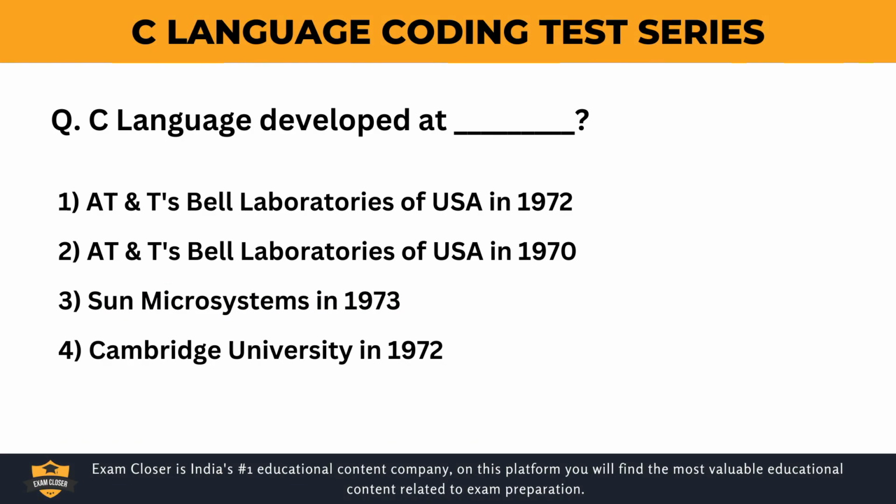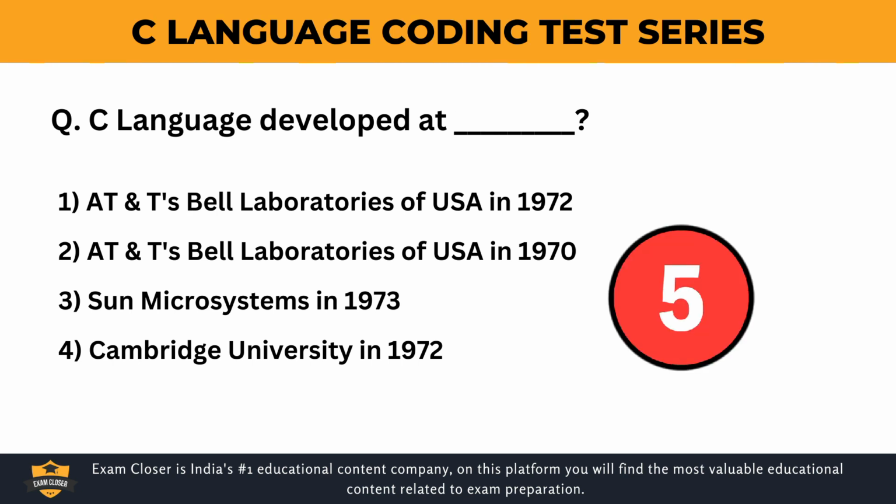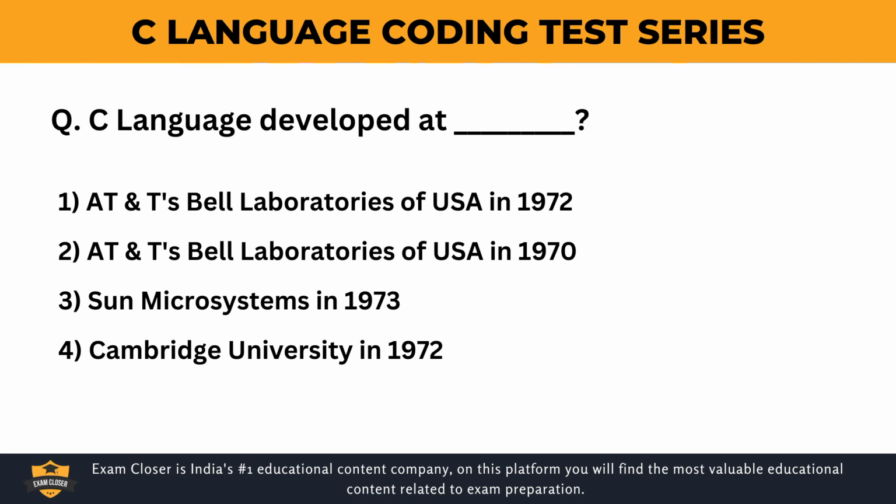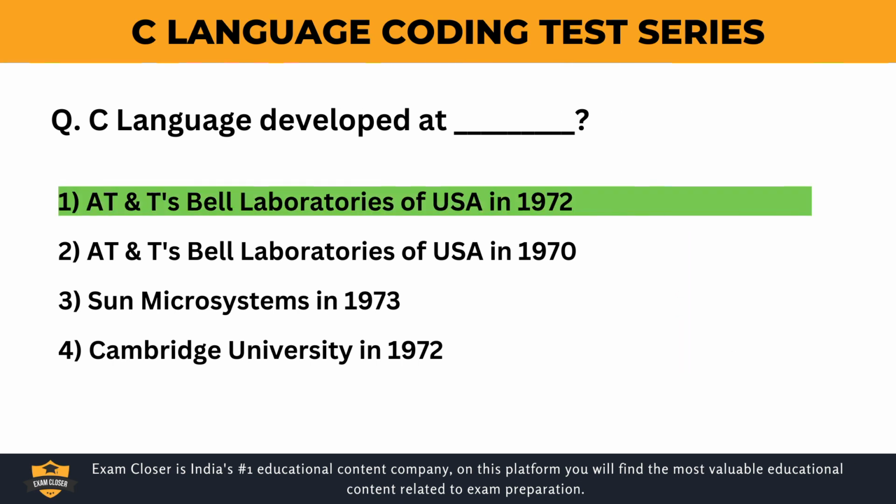Your next question. C language is developed in which laboratory? You have 4 options and you have to answer the question correctly within 5 seconds. Your time starts now. The correct answer is option 1, AT&T's Bell Laboratories of USA in 1972.